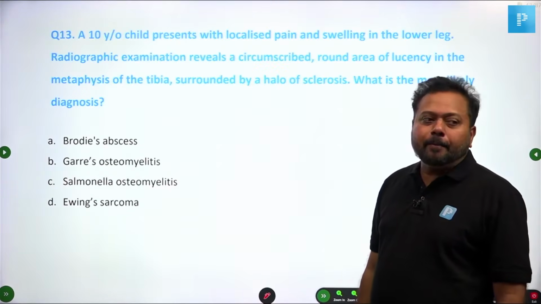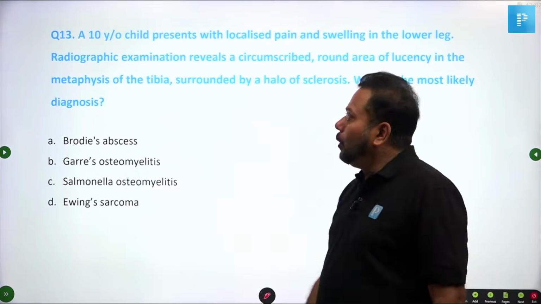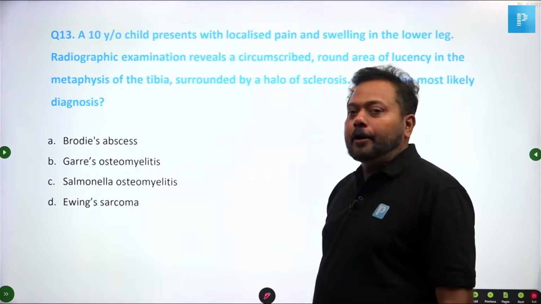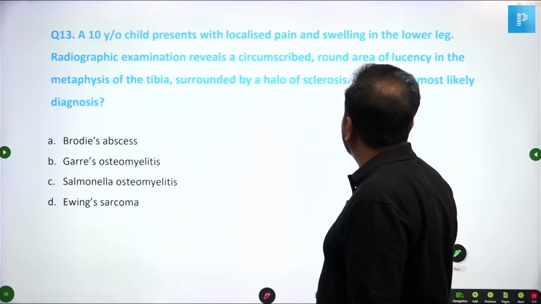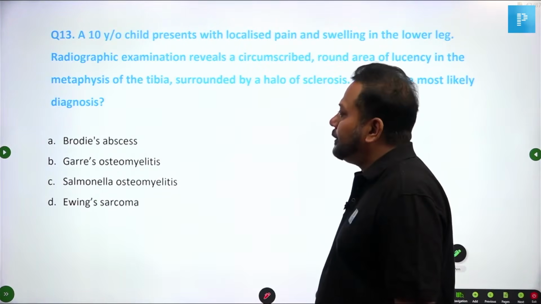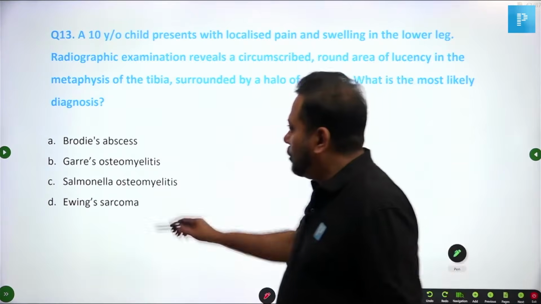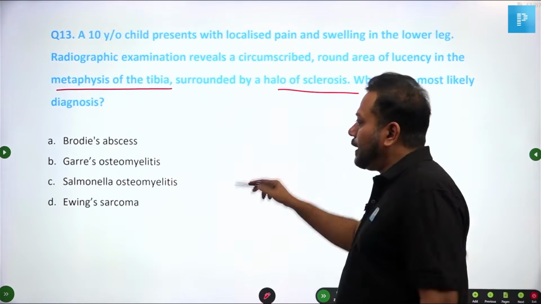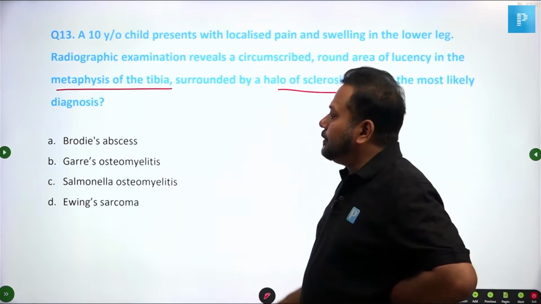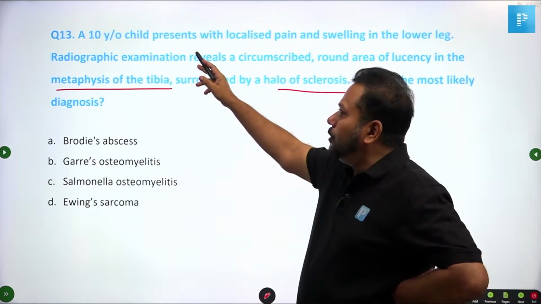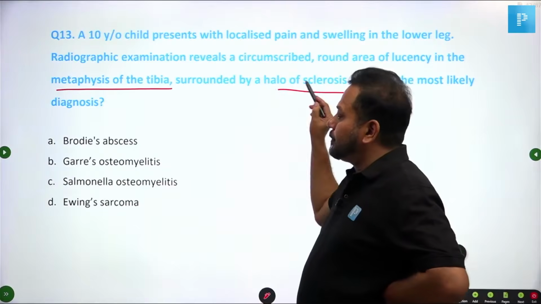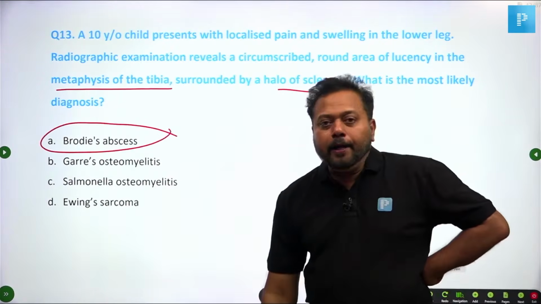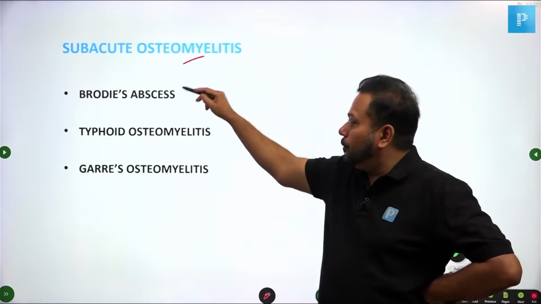Coming to question number 13. A 10-year-old child presents with localized pain and swelling in the lower limb. Radiographic examination reveals a circumscribed round area of lucency in the metaphysis of the tibia. Metaphysis, that's the clue. Metaphysis of the tibia, surrounded by halo of sclerosis. What's the most likely diagnosis? There is a halo surrounded by sclerosis. It should be Brodie's abscess. Brodie's abscess comes under subacute osteomyelitis.